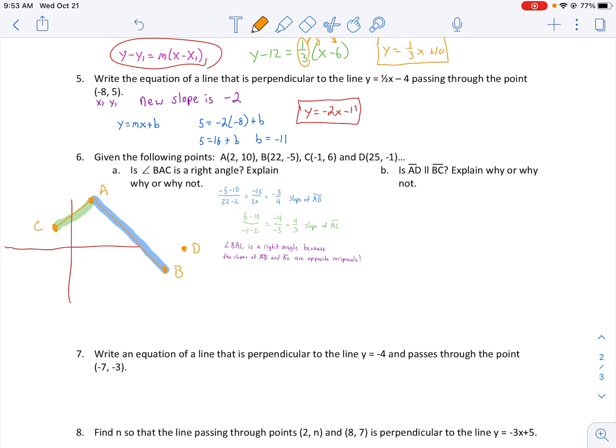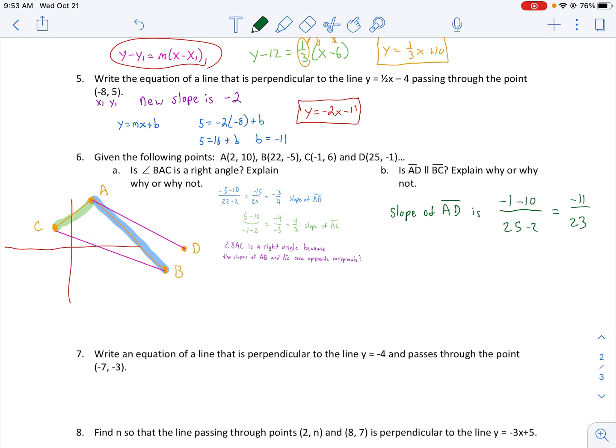So now we have some new points here. AD is this one. Is that parallel to BC? Don't judge it by the picture, because the picture is certainly not drawn to scale. I just put points roughly where they would be. So let's find the slope of AD, which is -1 minus 10, just using the 2 points here, over 25 minus 2, which is -11 over 23.